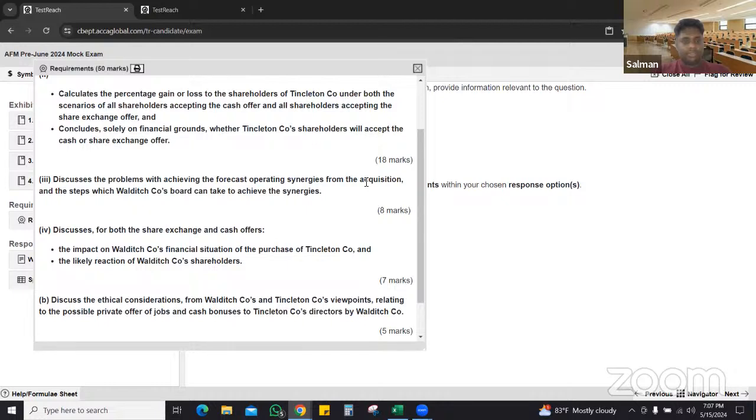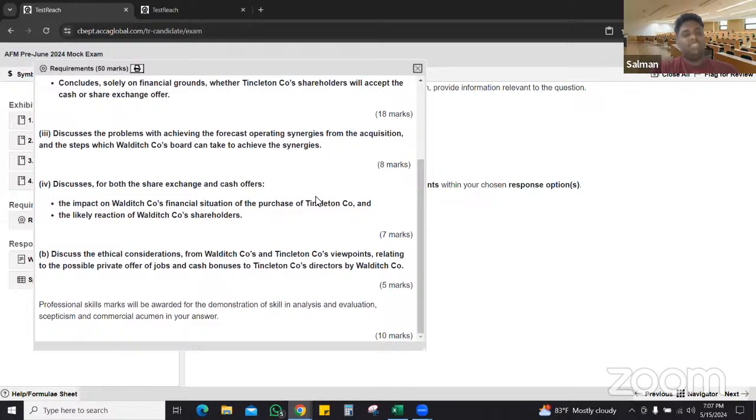Okay. So you can discuss many of these problems. Always prioritize data given in the exhibit. If there is not sufficient data in the exhibit, you can discuss these general situations, but always make sure you simplify this and explain in a very simple manner so that anyone can understand. And the steps which Walrich company's board can take to achieve the synergy. What are the several suggestions you provide for the company to achieve synergies?